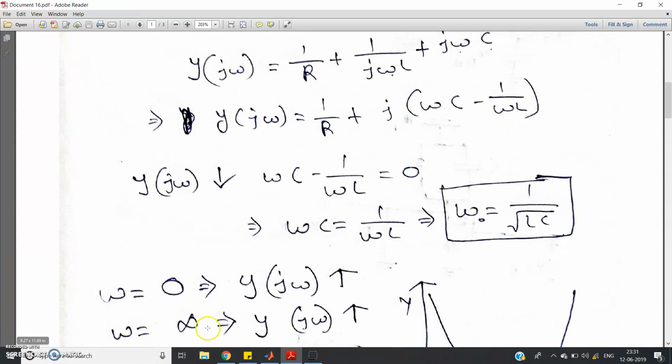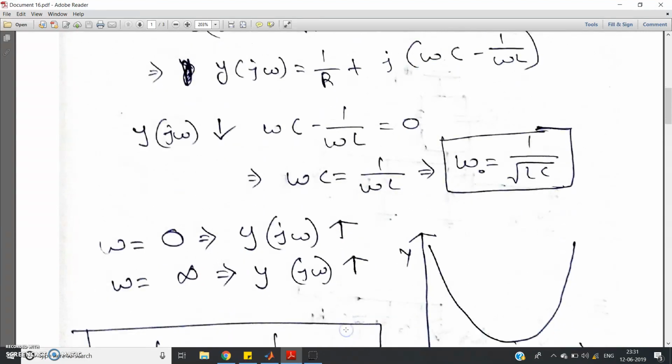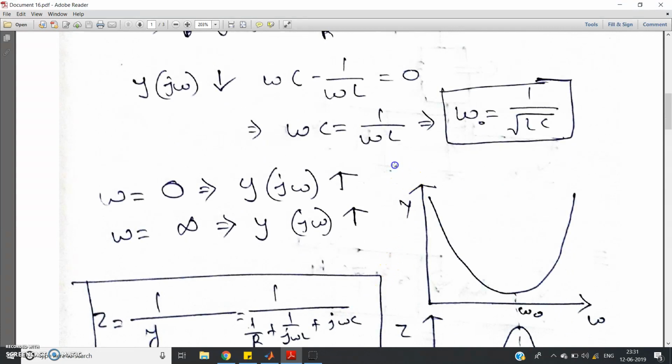Similarly, at omega equal to infinity, what will you get? Although 1 by omega will be 0, omega C will have a value equal to infinity. So in that case also you will have a very high value of Y of j omega. So the curve, intuitively, we can get like this: the admittance versus frequency curve. At omega naught, or 1 by root over LC, the admittance is minimum, and as you go towards omega equal to 0, admittance increases. As you go towards omega equal to infinity, admittance also increases.